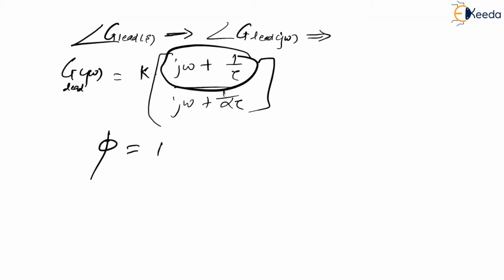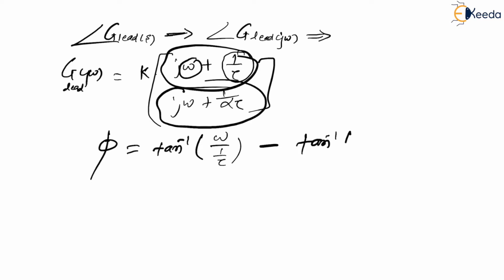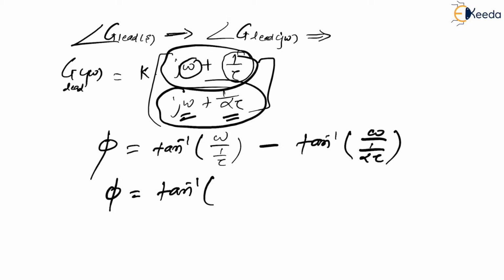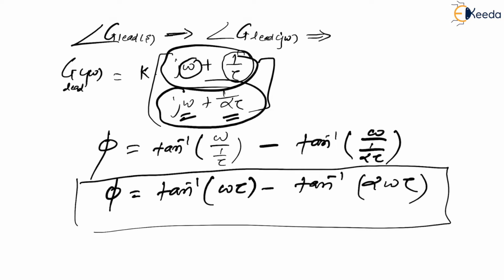So for the numerator I get tan inverse of imaginary part, which is omega, upon real part, which is 1 by tau. Now minus, because this is the denominator, tan inverse of omega upon 1 by alpha tau. Is that correct? By rearranging them, I get phi equal to tan inverse of omega tau minus tan inverse of alpha omega tau. This is a very important angle. You have already seen this many times, right?